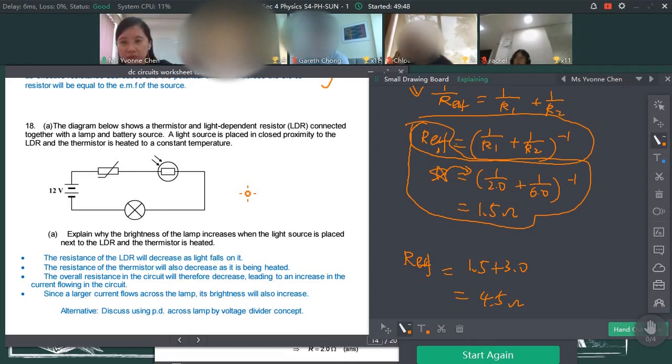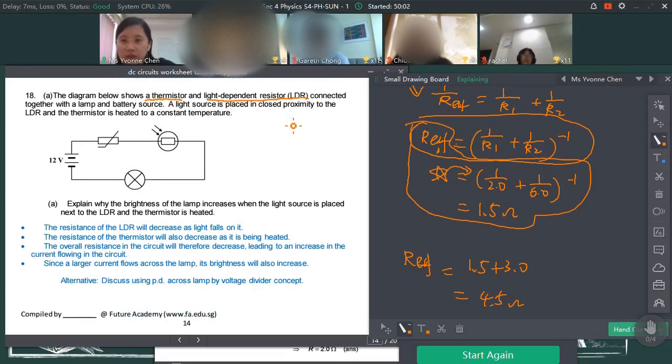Question 18. First of all, you need to know the property of the thermistor and the LDR. Do you see the light source is placed in close proximity to the LDR and the thermistor is heated? This is the thermistor. When the temperature increases, as we talked about just now, the resistance will decrease.